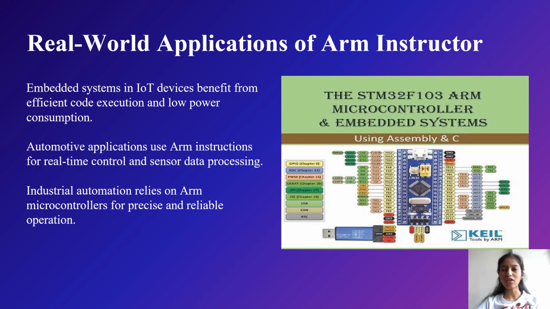Real-world applications of ARM instructions. Embedded systems in IoT devices benefit from efficient code execution and low power consumption. Automotive applications use ARM instructions for real-time control and sensor data processing. Industrial automation relies on ARM microcontrollers for precise and reliable operations.